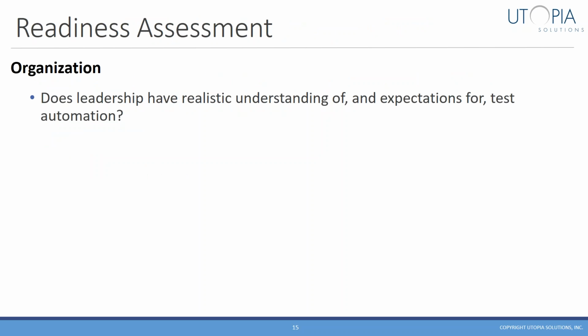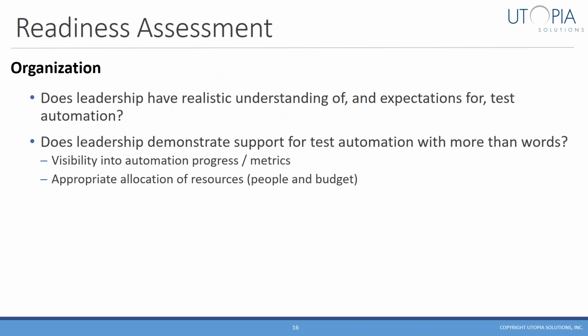From an organization perspective, does the leadership have a realistic understanding of test automation? We just discussed a bit about what that looked like. Is there demonstrable support for test automation from leadership, right? If you have clear visibility into automation metrics, that's a good sign. Similarly, we want to see that the organization has allocated the right people and an appropriate budget to those efforts.